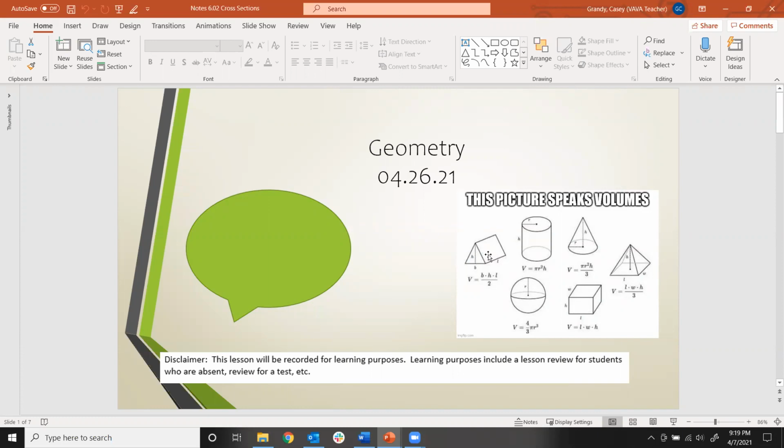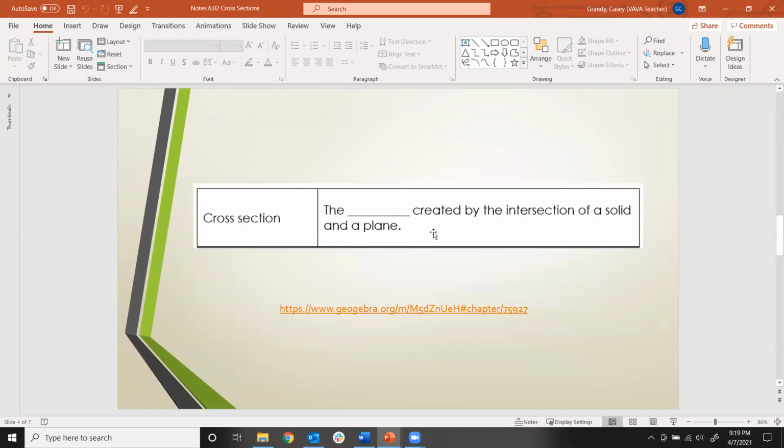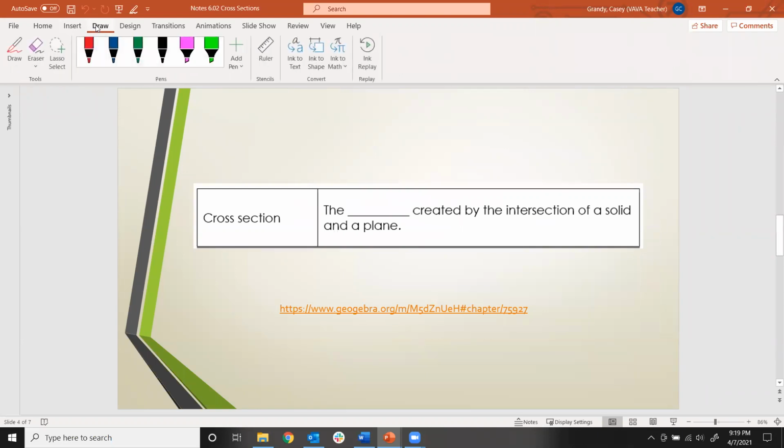We're going to talk about cross sections today. Okay, so we're in lesson 6.2. And what a cross section is, it's the shape created by the intersection of a solid and a plane. And a nice way to visualize that is by using this website right here. Go ahead and go to that website.